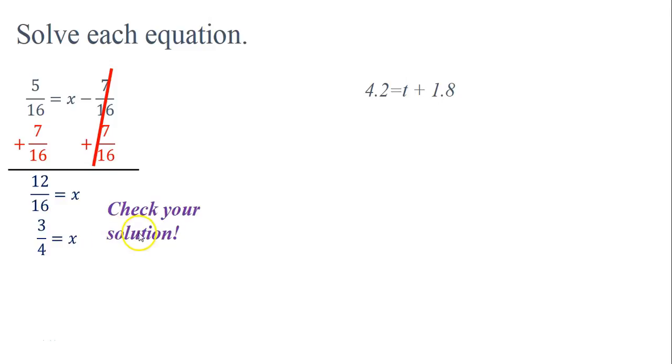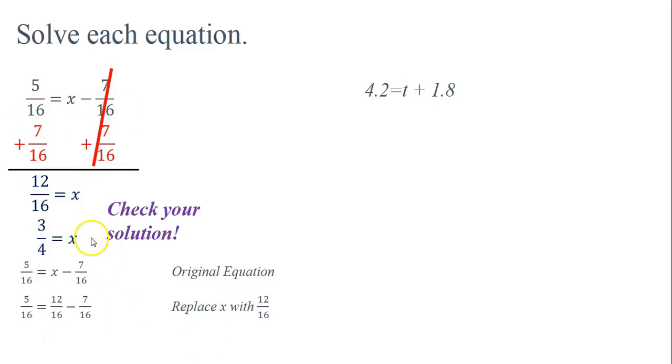Once again, just to be sure, we're going to check our solution. We always start with our original equation when we're checking our solution. I'll have 5 over 16 is equal to x minus 7 over 16. Then I'm going to replace x with 12 over 16, just to make it easier so that they all have a common denominator. And I'm going to simplify. 5 over 16 is equal to 5 over 16.